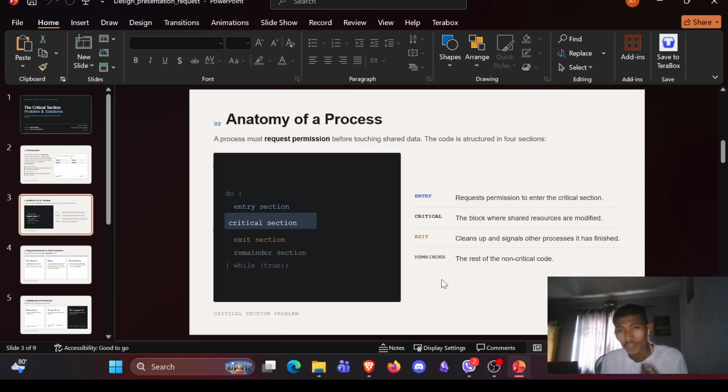The remainder section is the rest of the non-critical code. The exit section signals that the process is done, and the remainder section is everything else. This repeats in a loop. A correct solution must manage the entry and exit carefully.